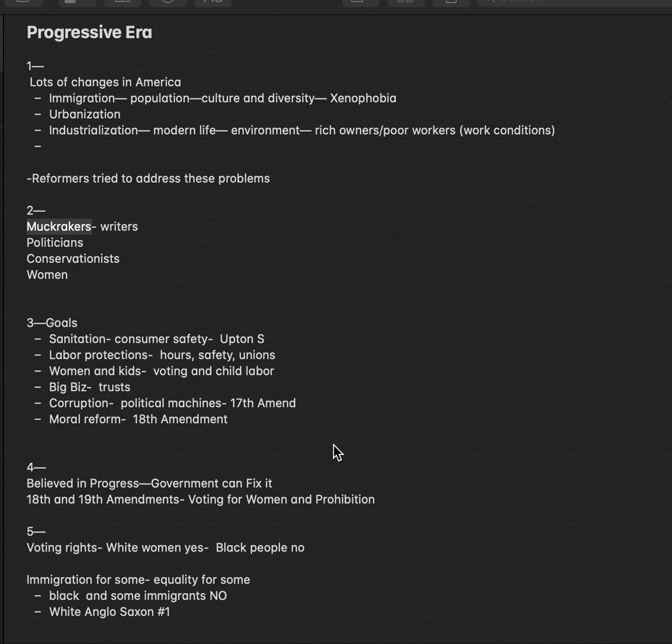Question number 1 asks, how did the following movements change America in the 1800s, starting with immigration? Well, immigration changed America because it increased the population of America. Immigration changed America because people brought their cultures, and that increased diversity. Immigration changed America because it led to xenophobia, where some people were scared of foreigners, a fear of foreigners.